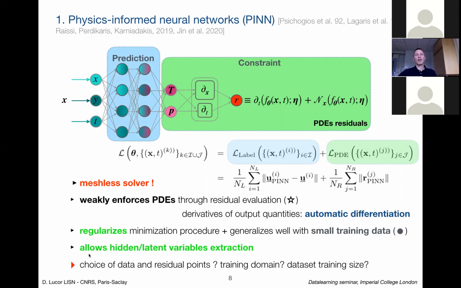This additional term is going to regularize, is going to guide the learning, and is also going to help in doing a good job, even if you have small training data. Okay. And also the second benefit is that you're going to recover hidden variables, for example, the pressure, even if you don't have any data about the pressure. But then, of course, there are some open issues: which data field do you collect, and where in the domain? What about the training domain? How do you choose it? What about the training data set size? You have all these choices that we have tried to study and get some experience about those choices. Okay.